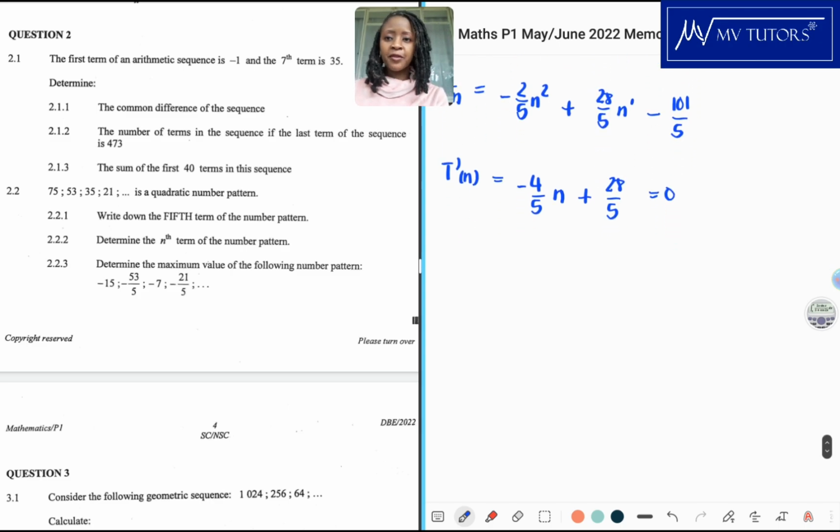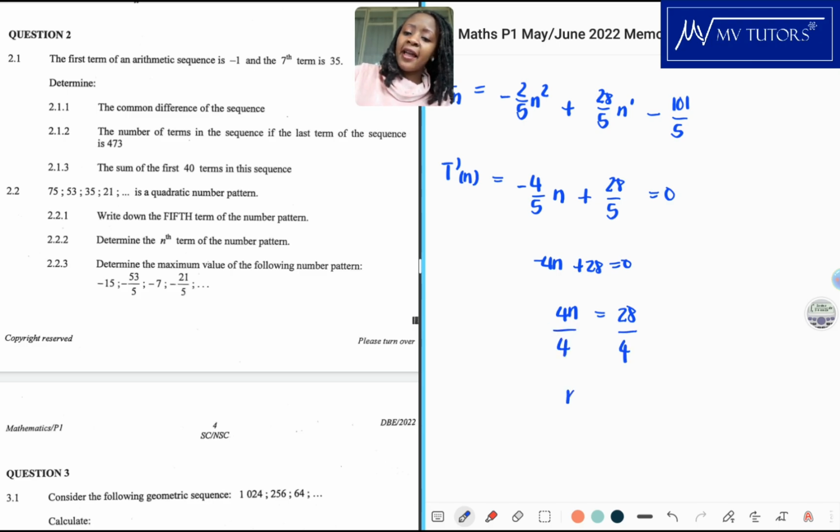So I don't like working with fractions. I'm going to take 5 to the other side. So I'm left with minus 4n plus 28 is equal to 0. And then 4n is equal to 28. So if I take 28 to the other side, it will be negative. So negative 4n is equal to negative 28. Remove the negatives, I have 4n. So if I divide by 4 both sides, I have that n is actually equal to 7. So 28 divided by 4, that is 7.